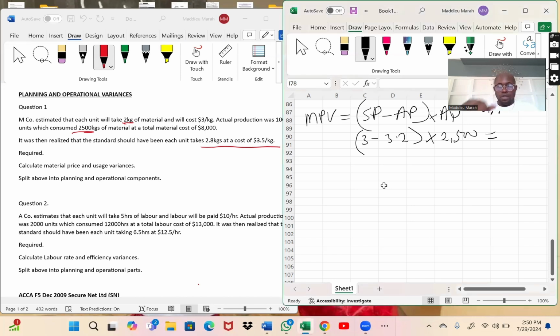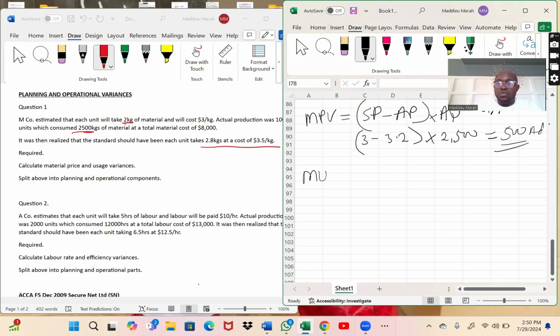Okay. So from this point, our variance will be adverse variance because it's a cost variance. We plan to spend $3 and we end up spending 3.2. So it's an adverse variance. Adverse variance of how much? 3 minus 3.2 multiplied by 500. This gives us 500 adverse. That's our material price variance.